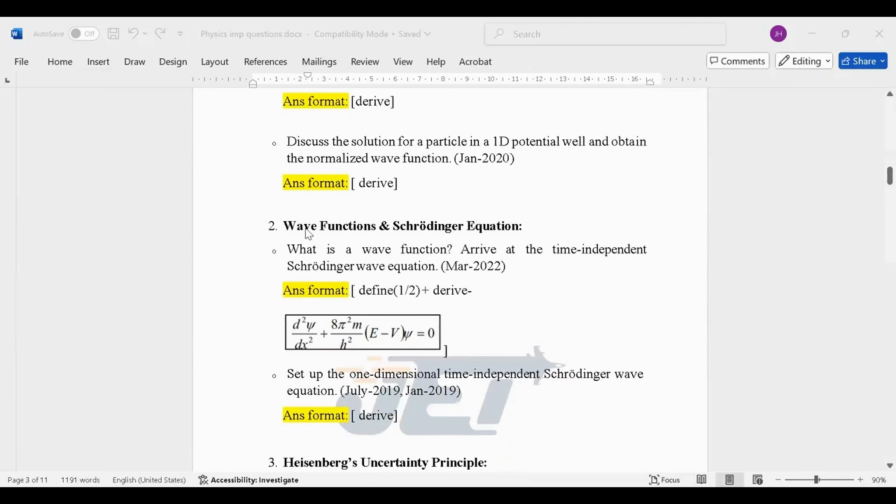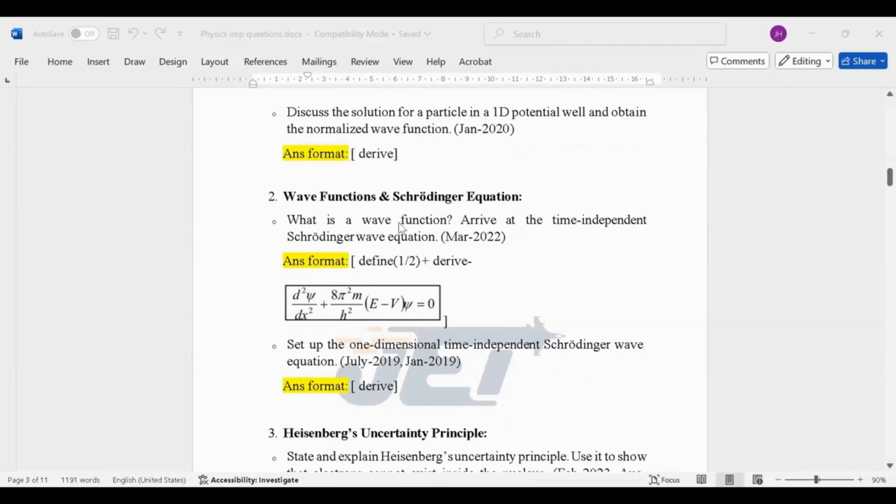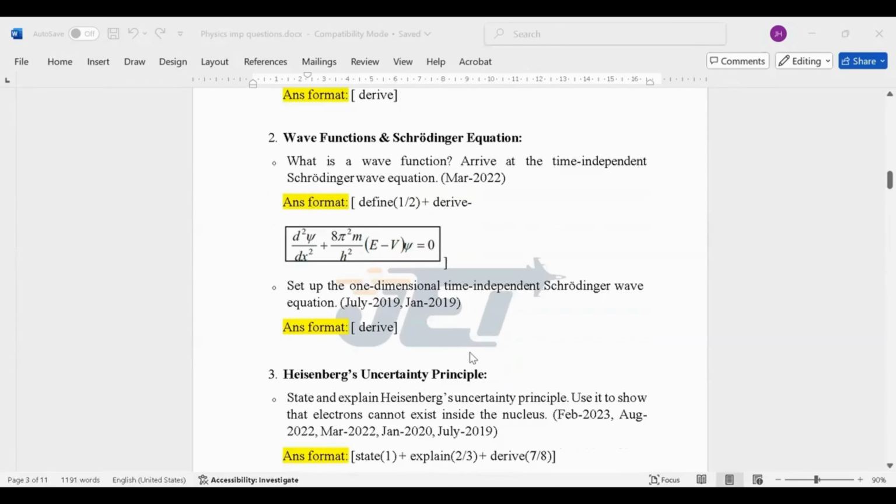Now moving on to wave functions and Schrodinger's equation. What is a wave function? Arrive at the time independent Schrodinger wave equation. So this is what you are going to derive for this question and the below question. They can ask in another form, saying set up the one-dimensional time independent Schrodinger wave equation. Don't get confused. Both are the same question.